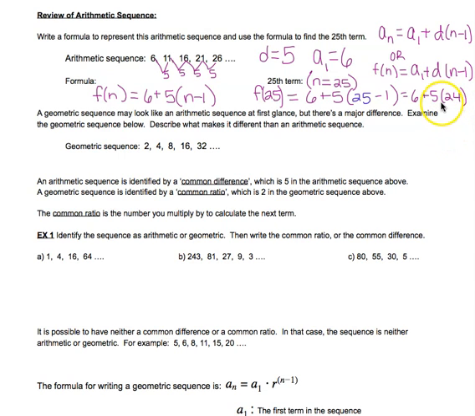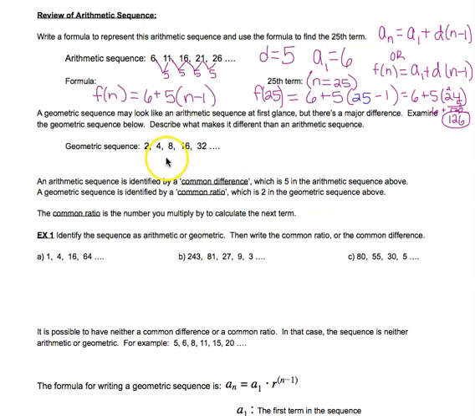Next comes multiplication. So I need to multiply 5 times 24. So 5 times 4 is 20, carry the 2. 5 times 2 is 10, plus 2 is 12. So 120 plus 6. So that gives us a final answer of 126. So if you didn't get that right, go ahead and correct it to make sure you have it right in your notes.